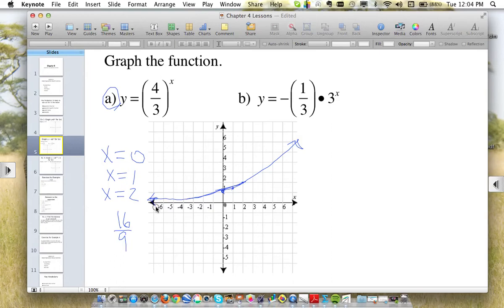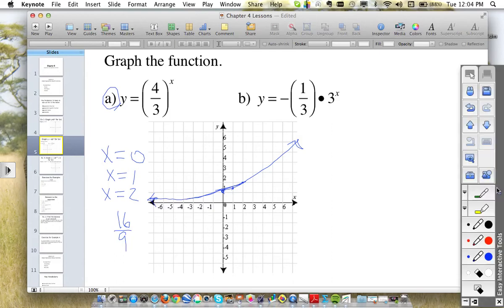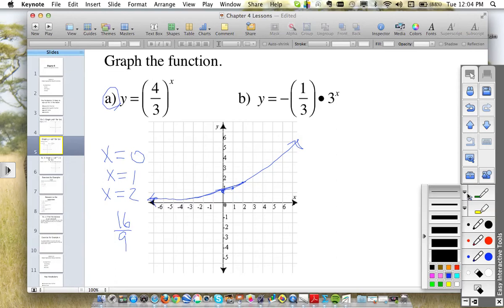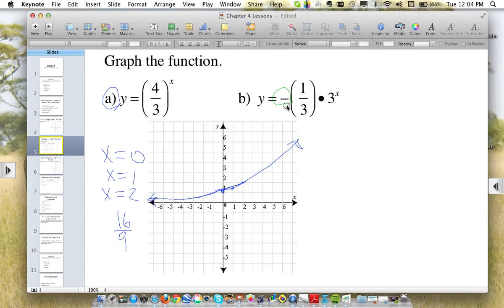All right, let's change the color. I'm going to keep that graph up here, but I want to use a different color for the second graph. So let's make it green. All right, so we have negative 1/3. This negative gives me a big red flag that tells me the graph is going to flop directions. It's going to now go the other way than we're expecting.